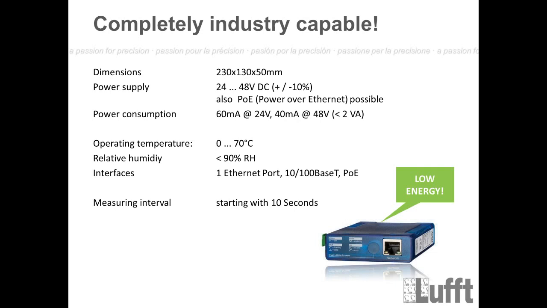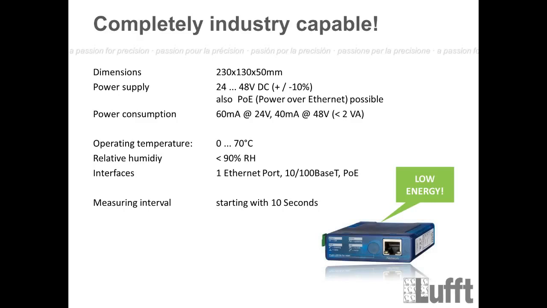Completely industry capable. So these are the technical descriptions, technical requirements here. We have the dimensions, of course nothing special, it's a small box here. Then we have the power supply between 24 and 48 volts, which is the industrial standard, and it can also be used with a power over Ethernet system. So that means if your network is able to give the power, PoE, then you will be able to connect this I-BOX also to these systems, and you don't need a power supply.